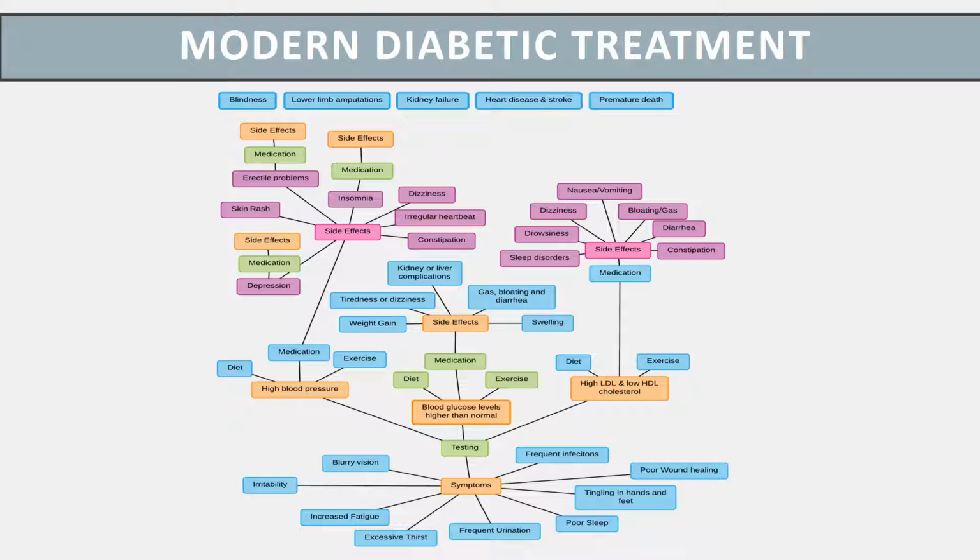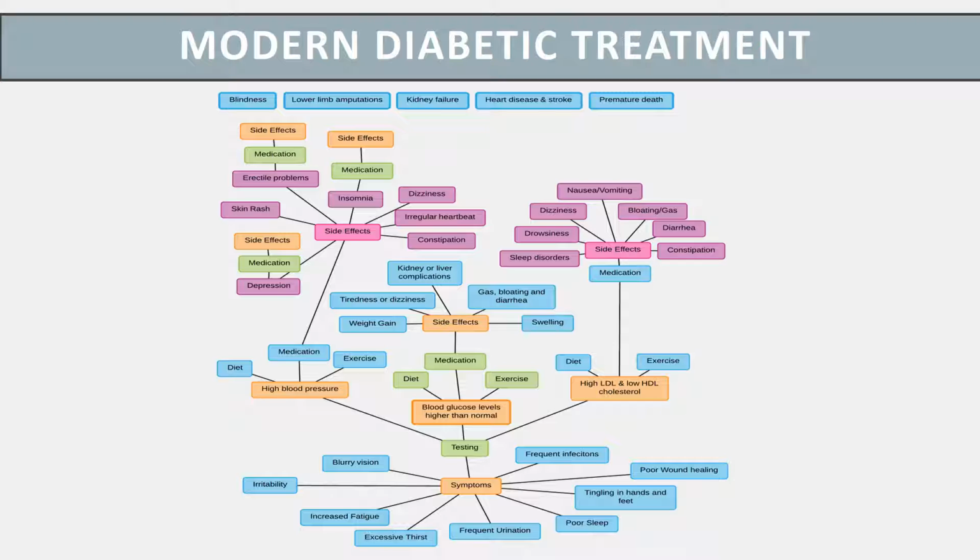If you are diagnosed with high blood pressure, of course they will talk to you about diet and exercise, but they will almost immediately want to put you on medication for that high blood pressure. And some of the classic side effects of high blood pressure medication are depression, skin rashes, erectile dysfunction, insomnia, dizziness, irregular heartbeat, and constipation.